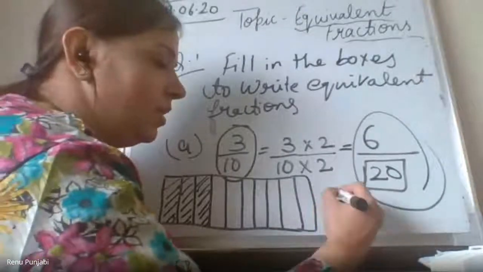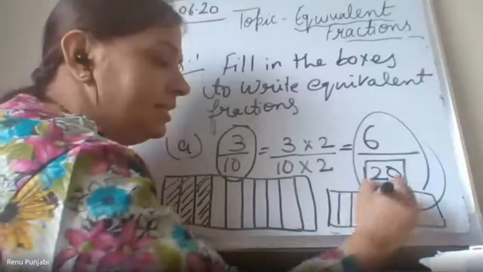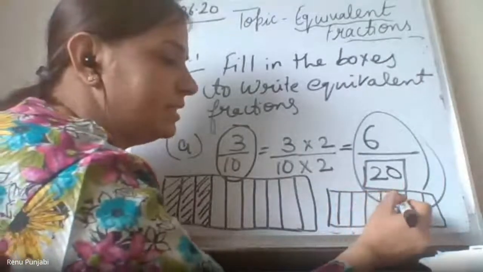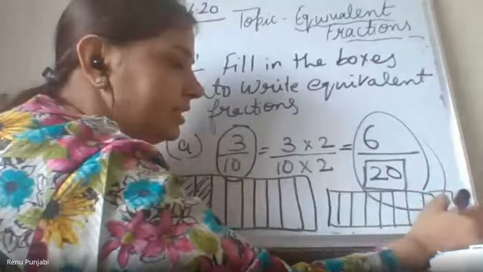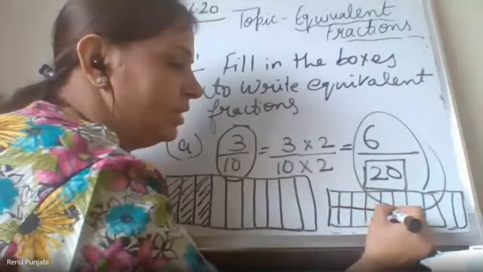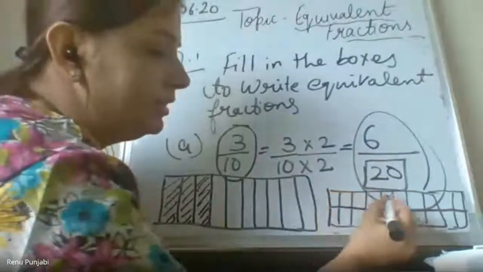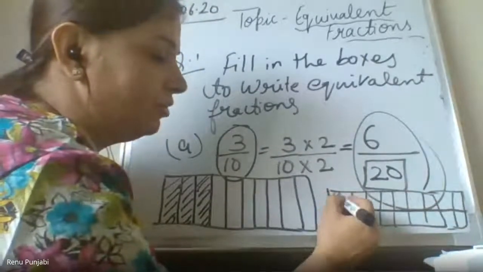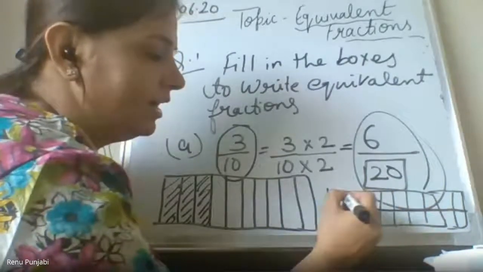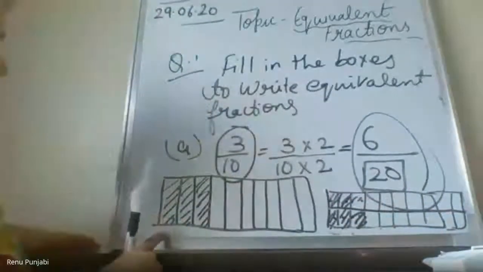Now this is also a chocolate bar, which is divided into 20. 1, 2, 3, 4, 5, 6, 7, 8, 9, 10, and from the middle also, because this much bar is only. So out of this, 6 parts I ate. 1, 2, 3, 4, 5, 6. Can you see?